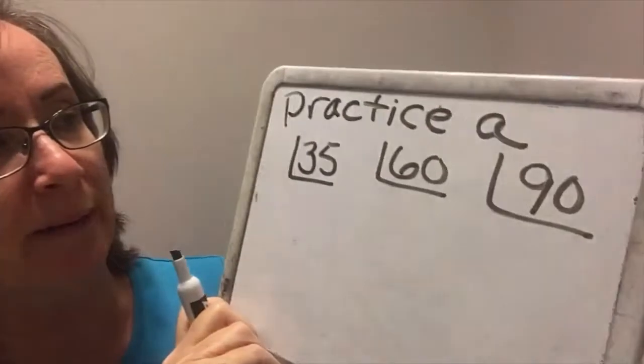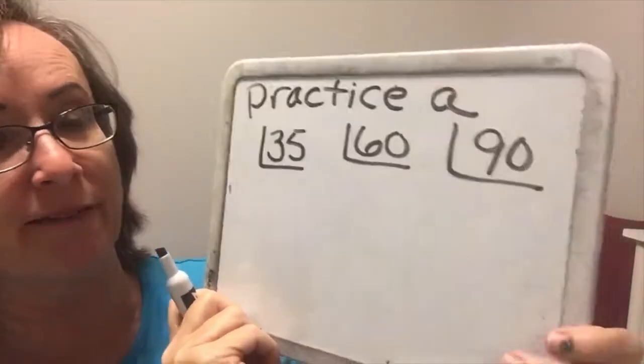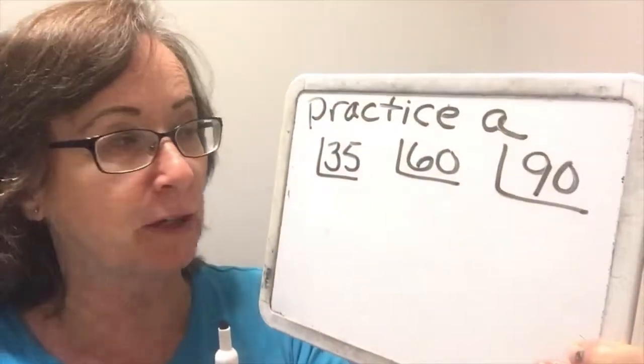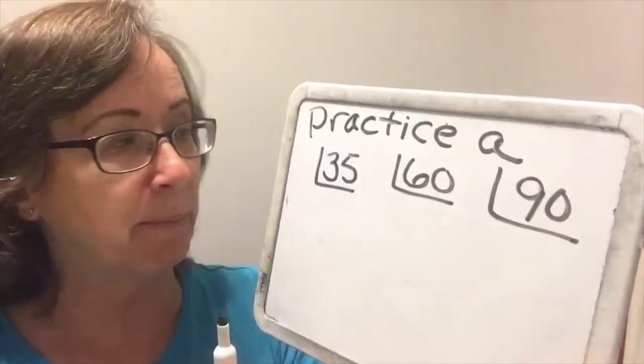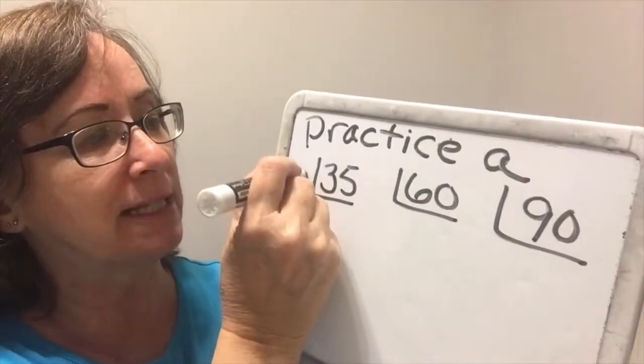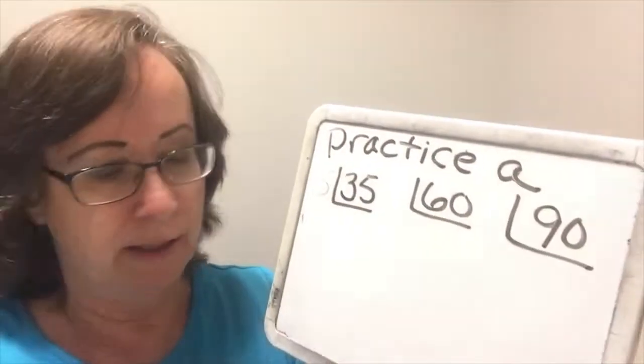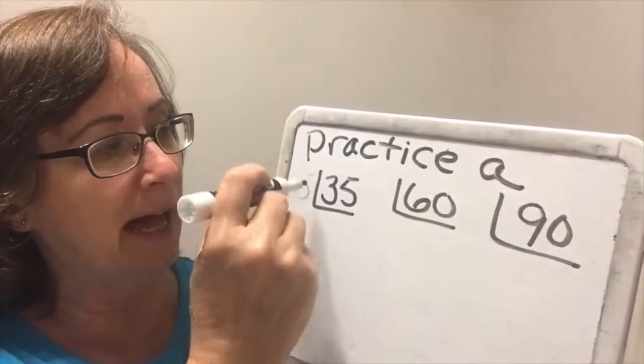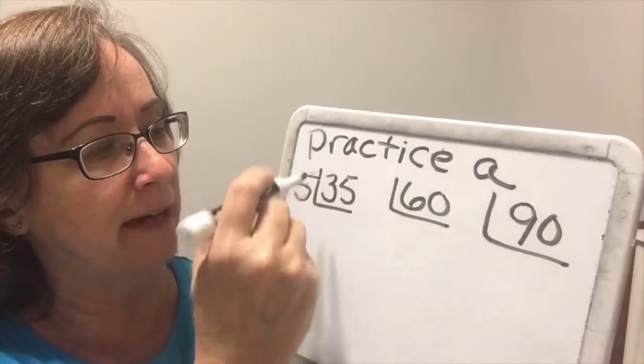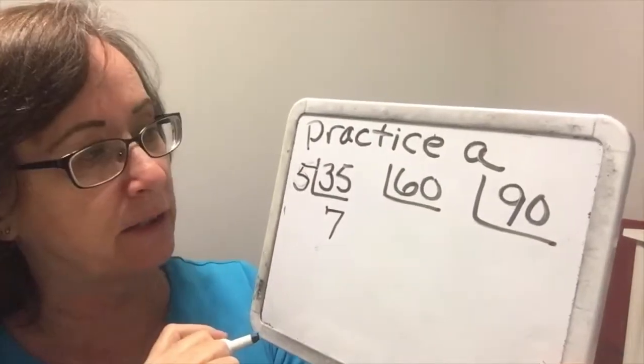So now let's do a practice problem. Practice problem A. In this first one, we're going to factor. That's always our first step in finding our least common multiple. And 35 is divisible by 5. And when I divide by 5, I get a 7. So 5 and 7 are my factors.